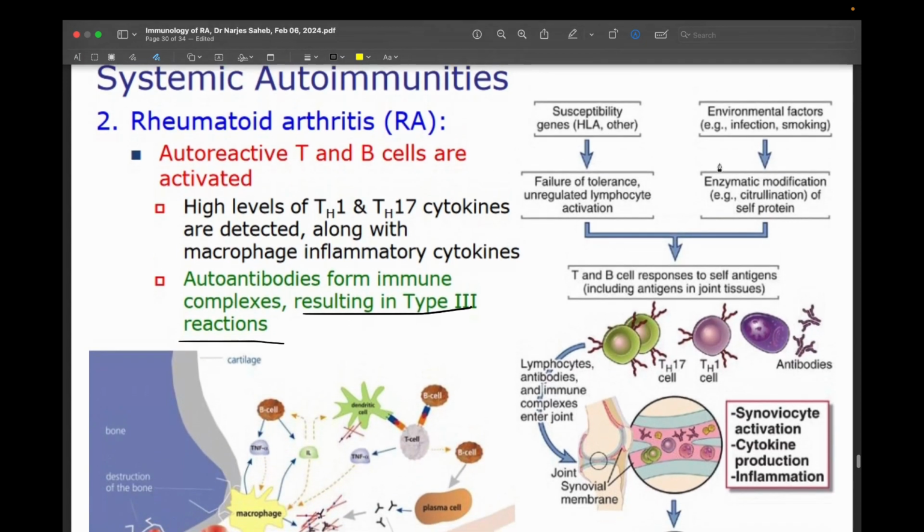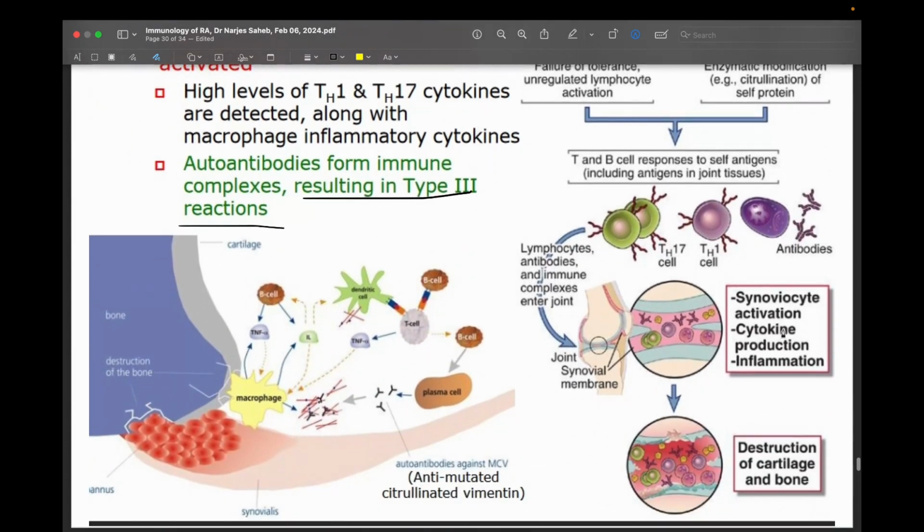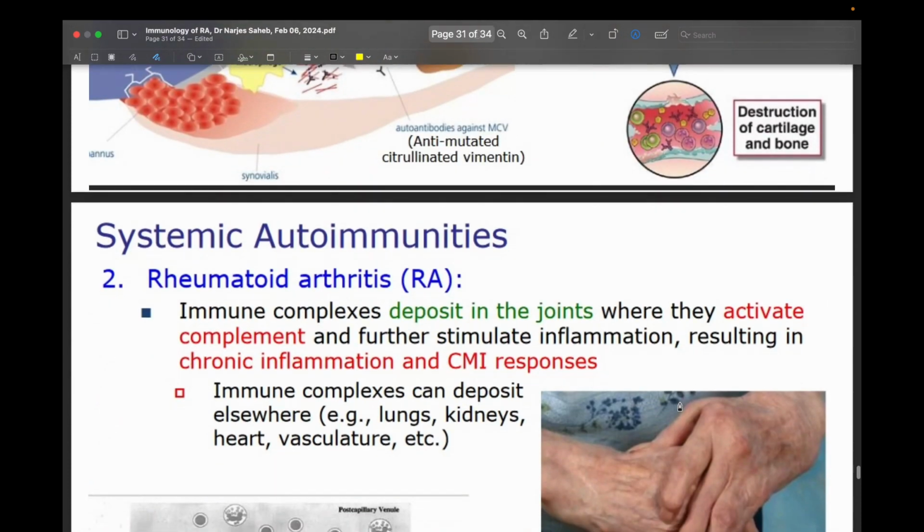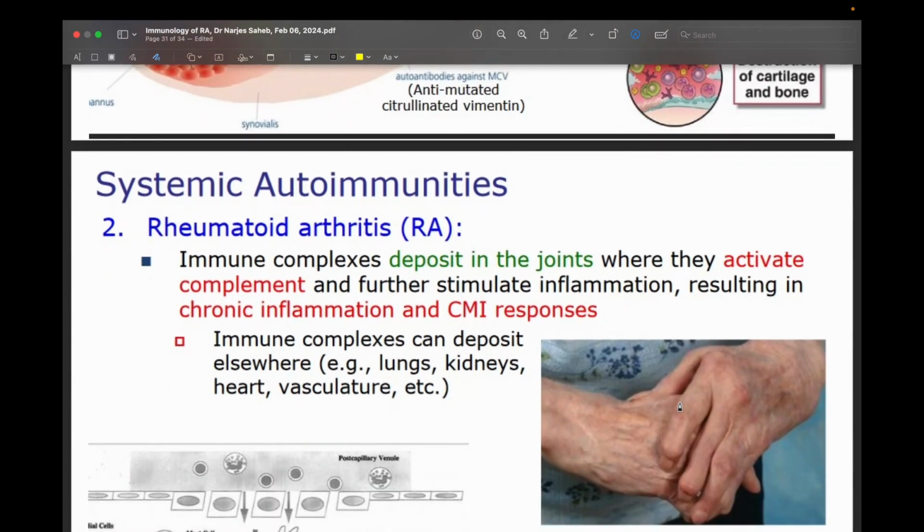وهاي الشغلة هنا البروسيس I explained the structure كلها pathophysiology يعني try to relate it to pathophysiology. وبالأخير هنا مثل ما قلت immune complex deposit in the joints where they activate the complement هسه قلتها stimulate inflammation resulting in chronic inflammation and cell mediated responses. The helper T cell will activate macrophages, will activate cytotoxic T cells, will activate the B cells in order to produce more antibodies. فكلها مربوطات ببعض.